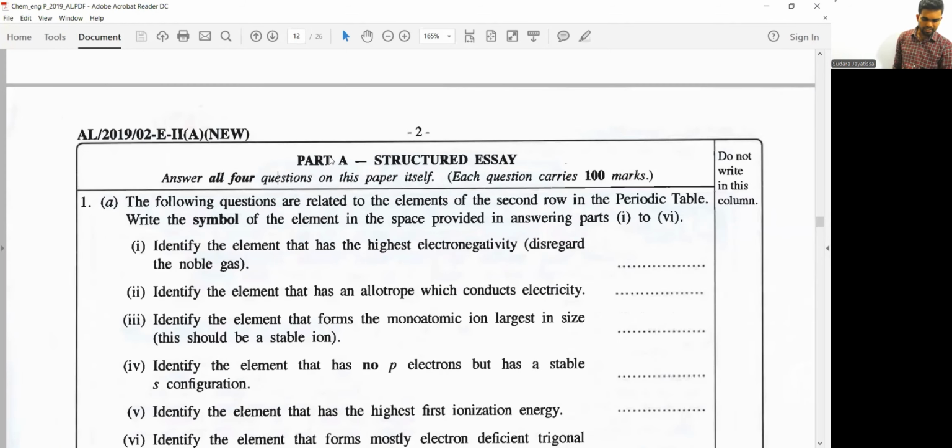Okay, good evening, students. We are going to discuss today the 2019 and 2021 A-level structured essay questions. We can basically revise the first unit and the second unit along with this structured essay discussion. And this is our 2019 structured essay.